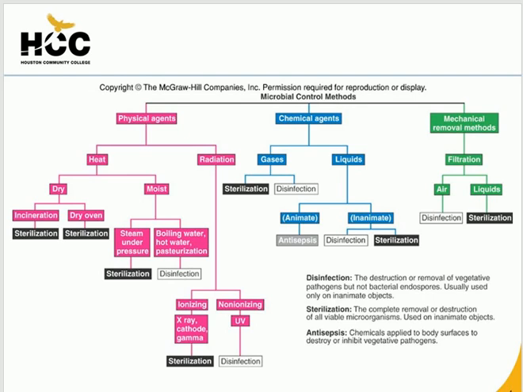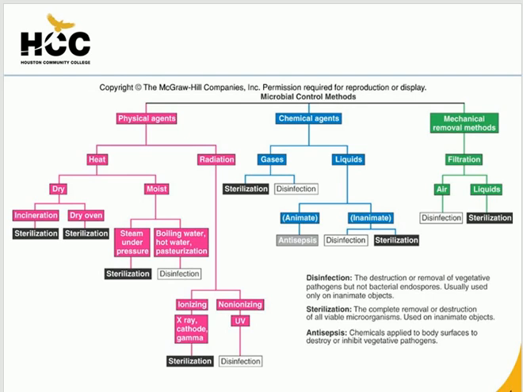Chemical agents can be of different forms. Gases, for example, depending on which gas we are using, it can be sterilization or disinfection. What's the difference between sterilization and disinfection? One word. Endospores. Difference between sterilization and disinfection, most important: endospores. Did you kill endospores or not? Okay? Liquids, you can use liquid on animate or inanimate. If it's animate, you call it antisepsis. If it is inanimate, it can be disinfection or sterilization.